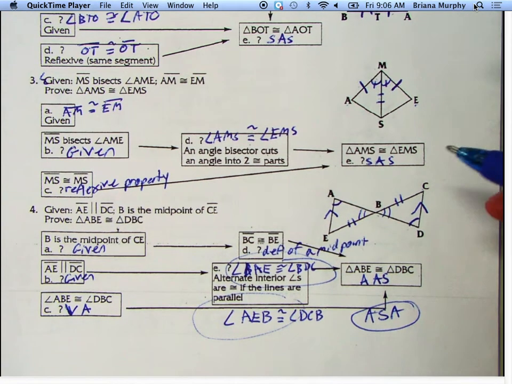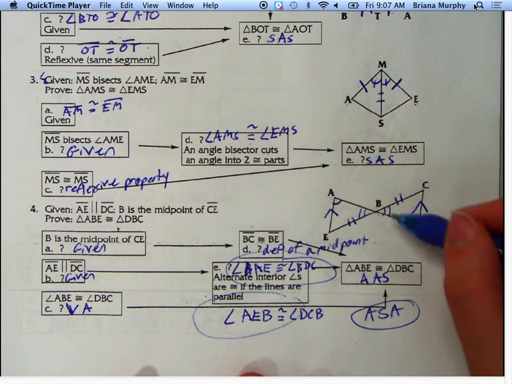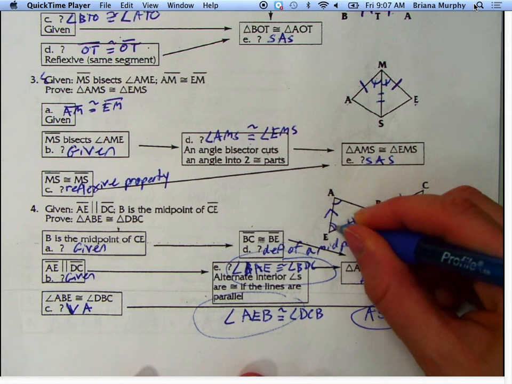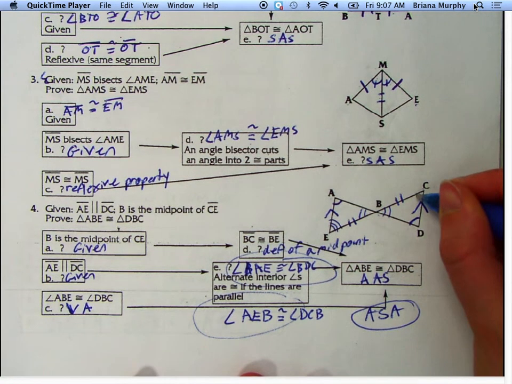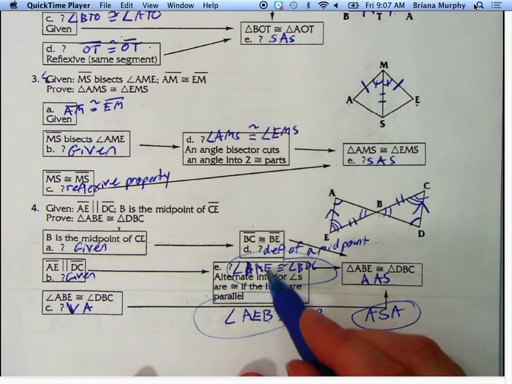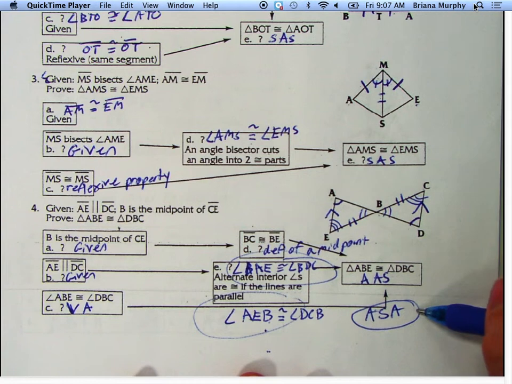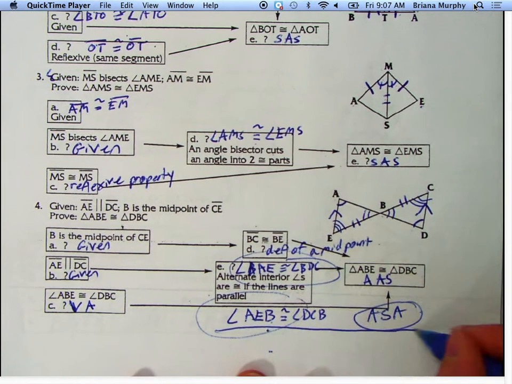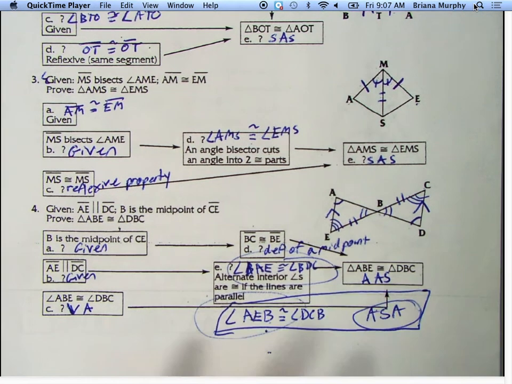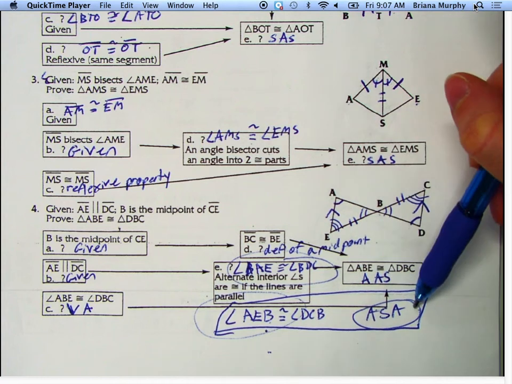I could have said that angle AEB was congruent to angle DCB. This is an alternative. You don't have to have both of these. And then it would be congruent by angle, side, angle. So this is an alternative. If you have that, you're still right. Yes, right. So if you use the bottom one on E, then you have angle, side, angle.